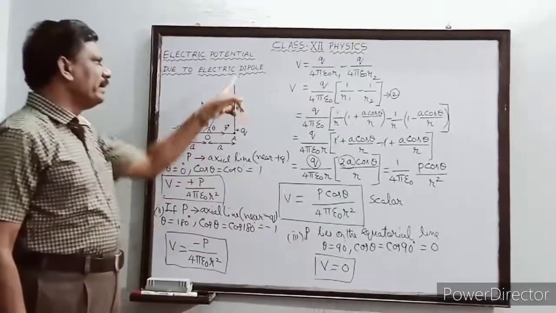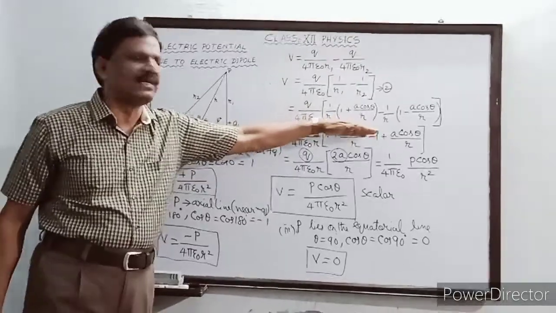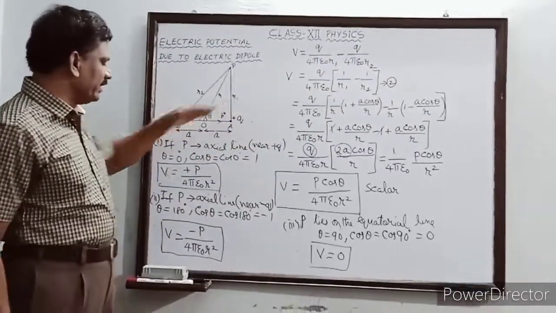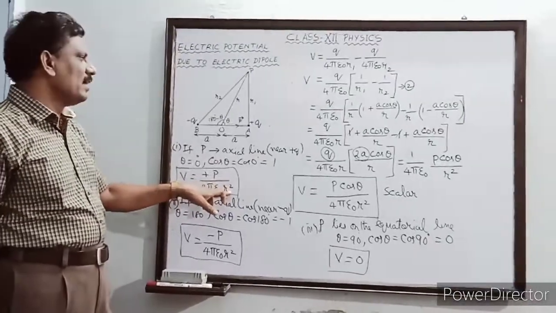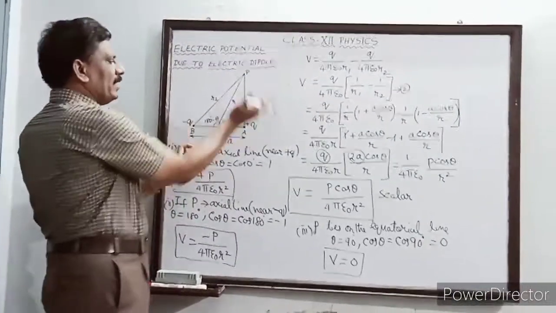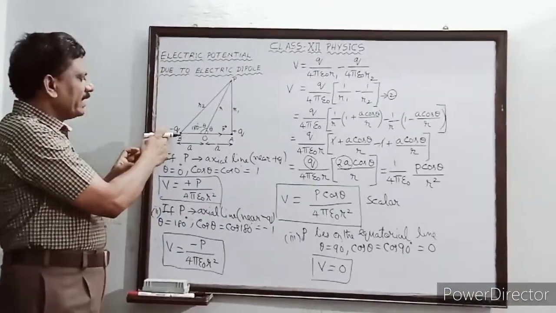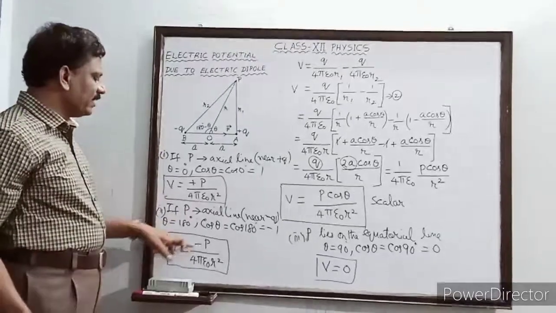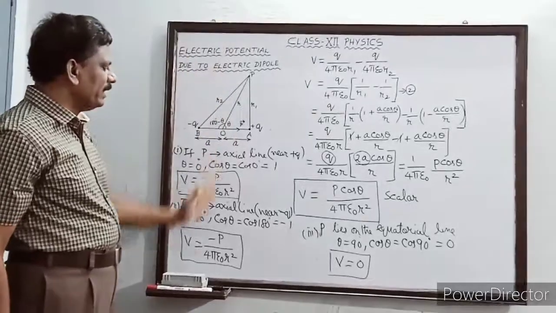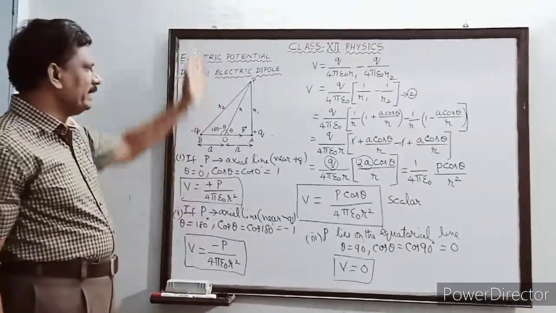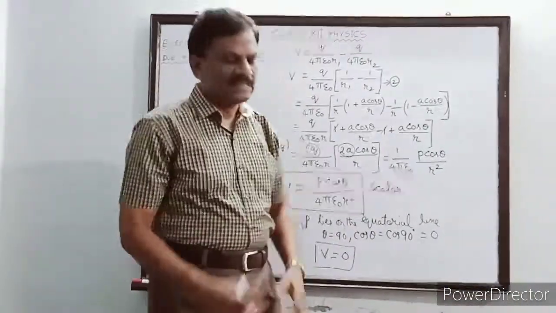So when the point P lies along the axial line towards the positive charge side anywhere at a distance r, then the potential is positive, that is equal to P by 4 pi epsilon naught r square. And suppose if the point P lies along the left side, that is along the axial line anywhere towards the negative charge, then here V is equal to negative, minus P by 4 pi epsilon naught r square. Or suppose if point P is at any point along the equatorial line, the potential is found to be 0.